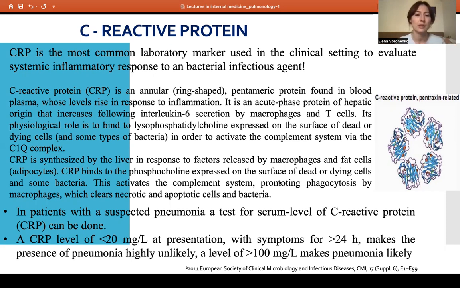In patients with a suspected pneumonia, a test for serum level of C-reactive protein can be done. A CRP level of less than 20 milligrams per liter at the presentation with symptoms for more than 24 hours makes the presence of pneumonia highly unlikely. A level of more than 100 milligrams per liter makes pneumonia likely.